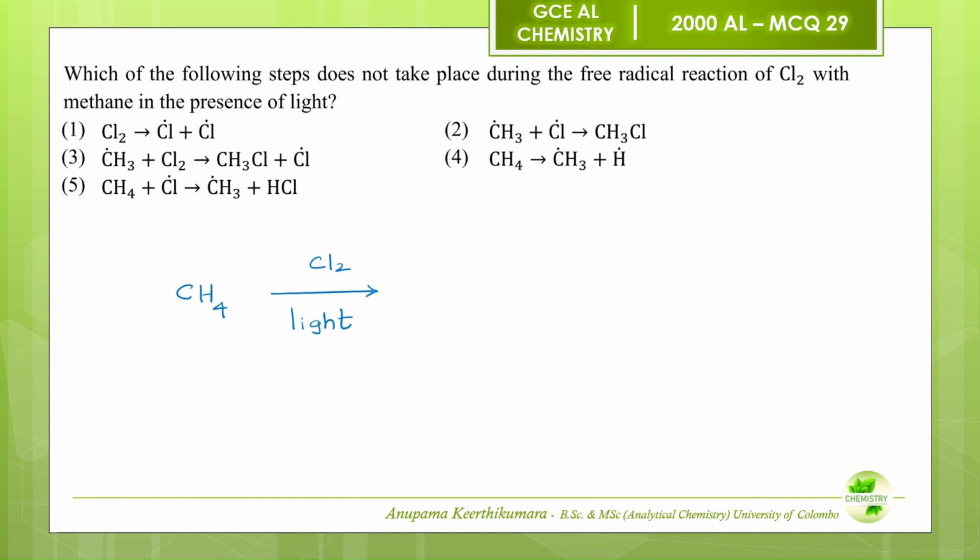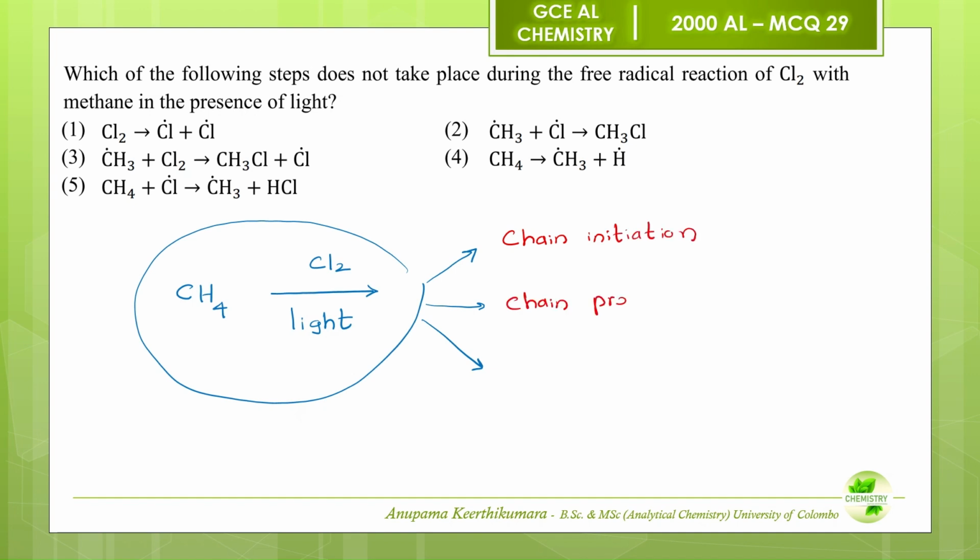This reaction takes place in 3 steps: chain initiation, chain propagation and chain termination. During chain initiation, this chlorine molecule undergoes homolytic cleavage and produces chlorine free radicals. So this is the chain initiation step. During chain termination, free radicals in the reaction chamber react together and produce molecules. These are some of the possible free radicals in this mechanism. Therefore, these two free radicals combine and produce CH3Cl. Therefore, this is a chain termination step.